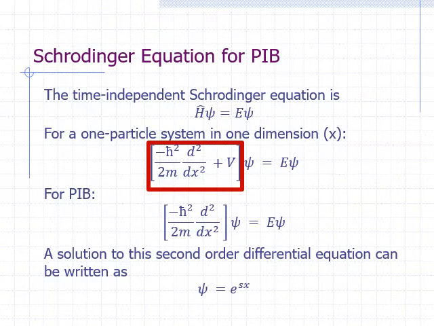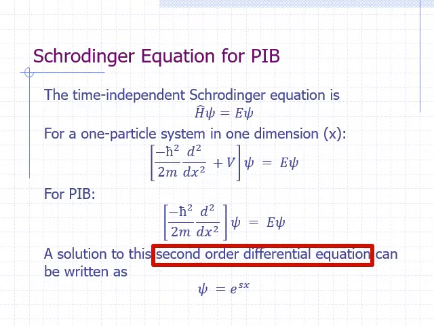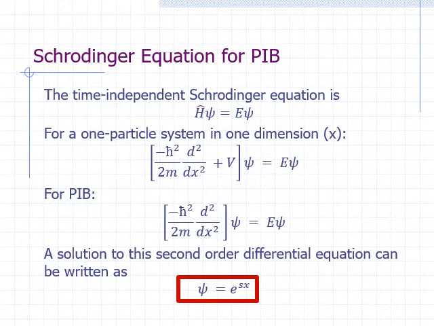For the PIB problem, the potential energy is 0 inside the box, so the Schrodinger equation simplifies to negative h bar squared over 2m times the second derivative of psi with respect to x is equal to E times psi. This is an example of what's called a second-order differential equation. It's second order because the highest order derivative involved in the equation is a second derivative. This particular type of differential equation has a simple solution. Psi can be written as e to the sx, where s is a constant.